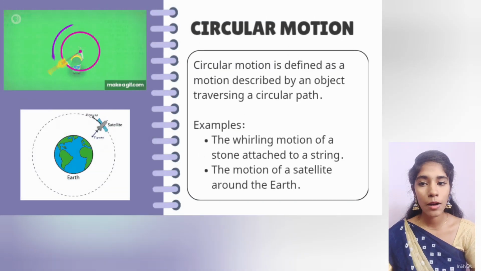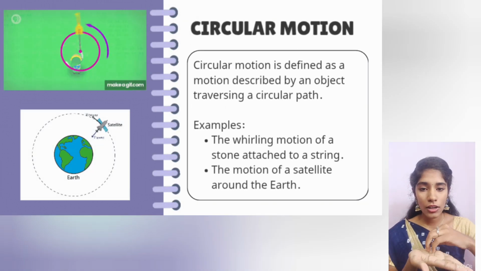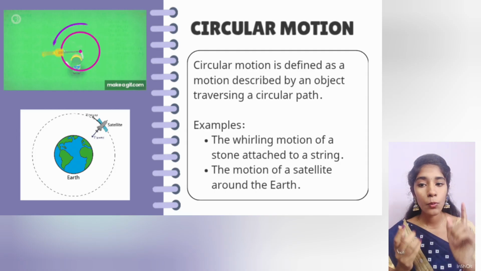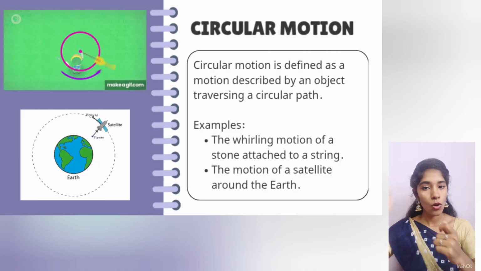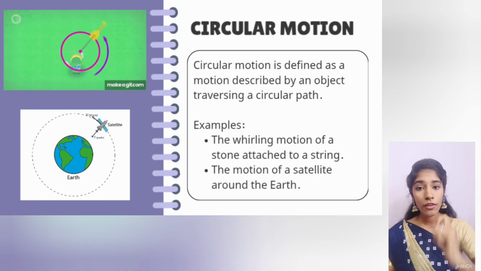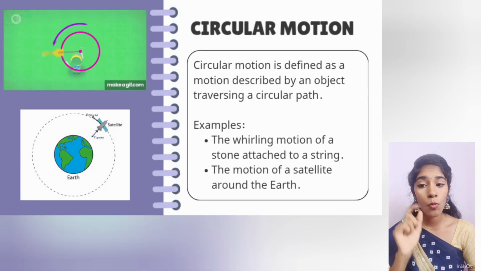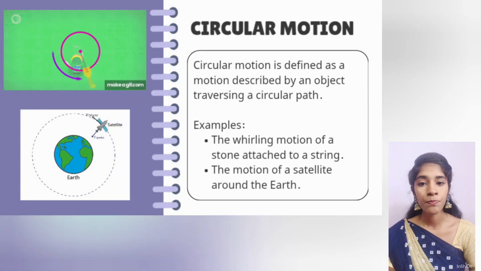Next we'll be dealing with the circular motion. Circular motion is defined as the motion described by an object traversing a circular path. So it moves in a circular path, and that is called circular motion. For example, the whirling motion of a stone attached to a string. You attach a string to a stone, then you rotate it. So it will form a circular motion, not rotatory motion. Okay. The motion of a satellite around the earth is also known as circular motion.